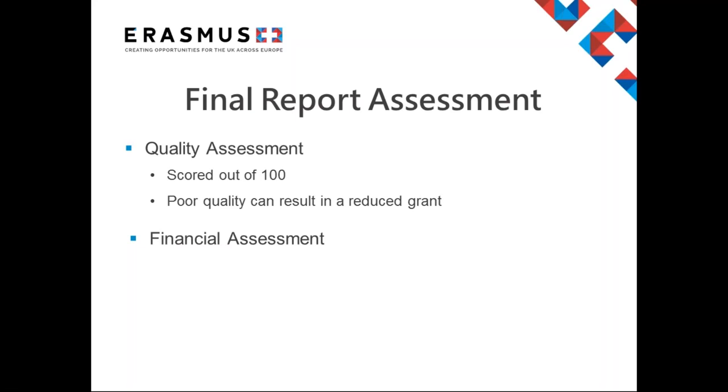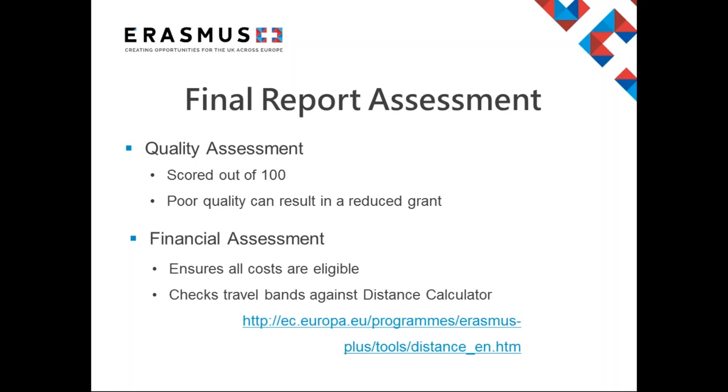The financial assessment looks at the budget information supplied within your final report, which, as explained before, comes straight from the data you input into Mobility Tool Plus over the lifetime of your project. The assessor checks that the stated project costs are eligible and do not exceed those set out in your grant agreement. Please be aware that you won't be reimbursed for any costs which are deemed ineligible. You should note that the travel distance bands entered for each participant mobility will also be checked against the European Commission's distance calculator. If any costs have been overstated by using a higher distance band than required, the final grant amount will be reduced accordingly.